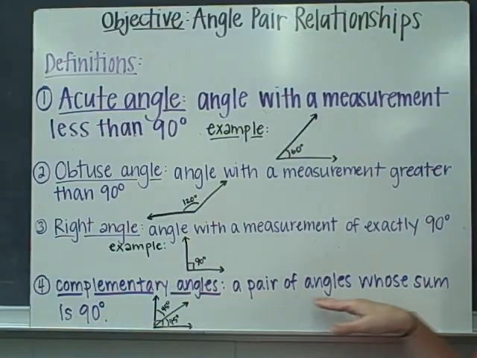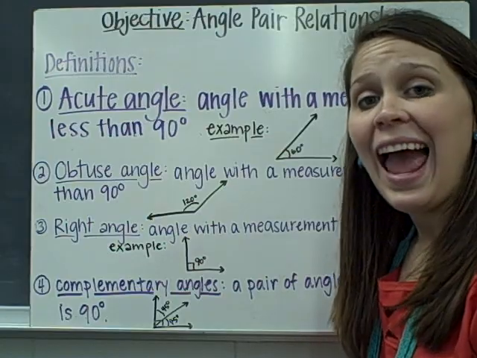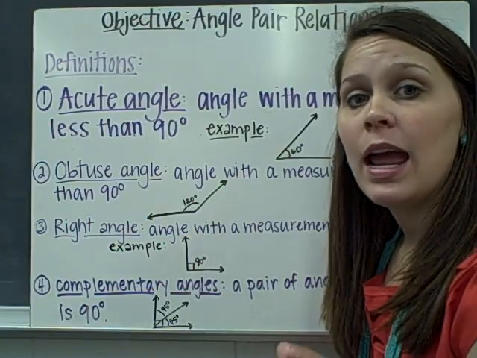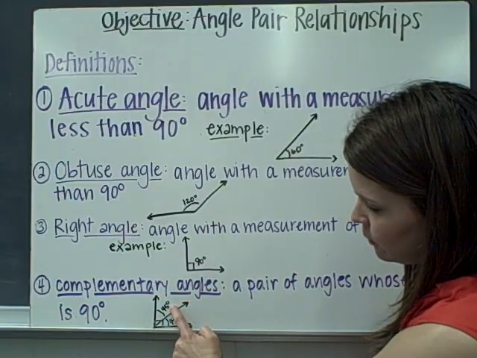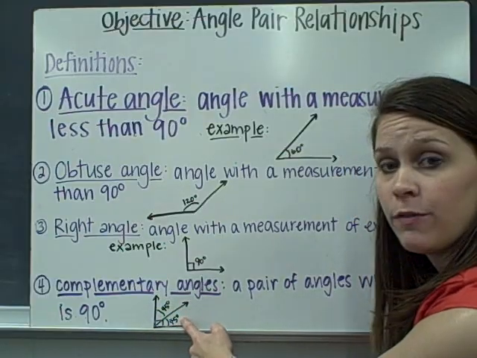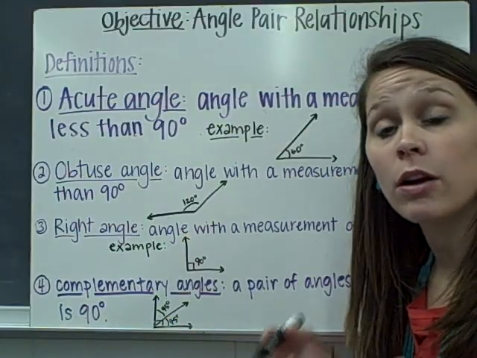Complementary angles are a pair of angles whose sum is 90. So when we take two angle measurements and add them together, we should get 90 degrees. In our example here, I have this angle that's 45 and this one that's 45. When I add them together, I get 90 degrees. So they are complementary.